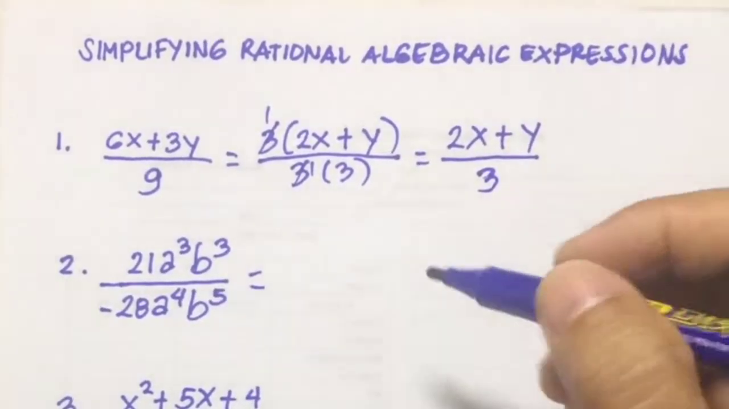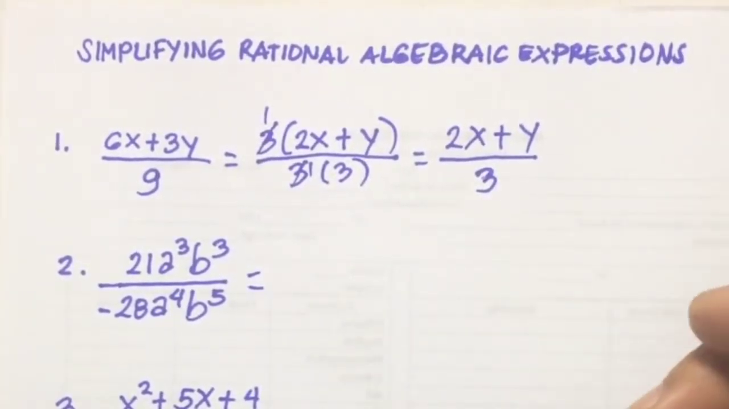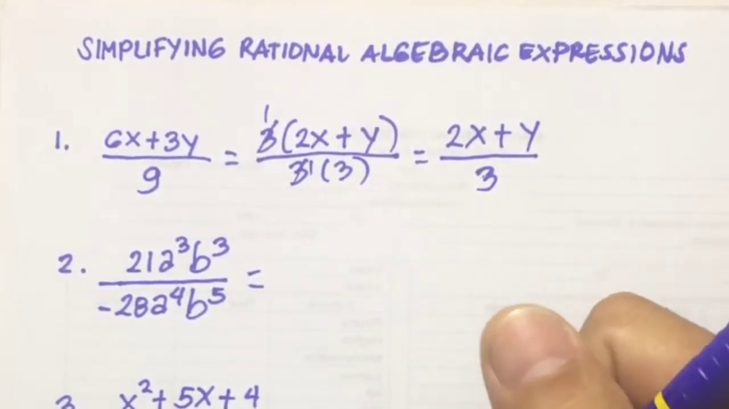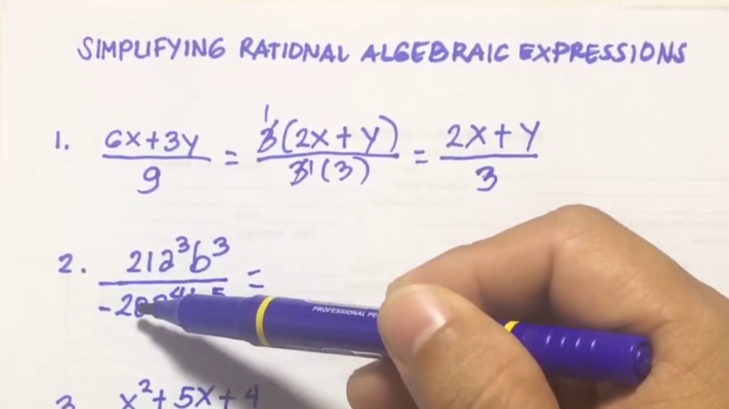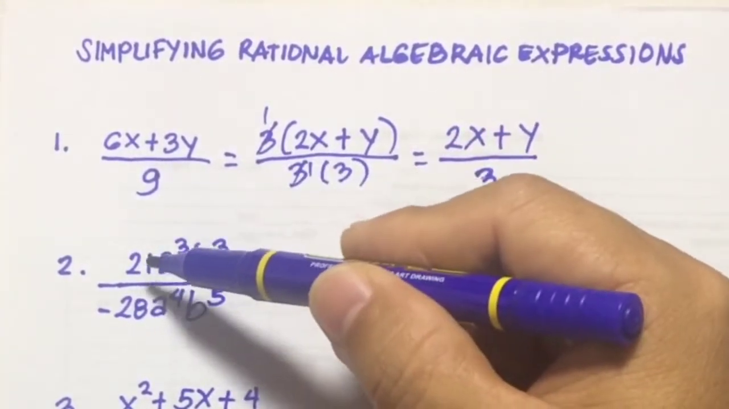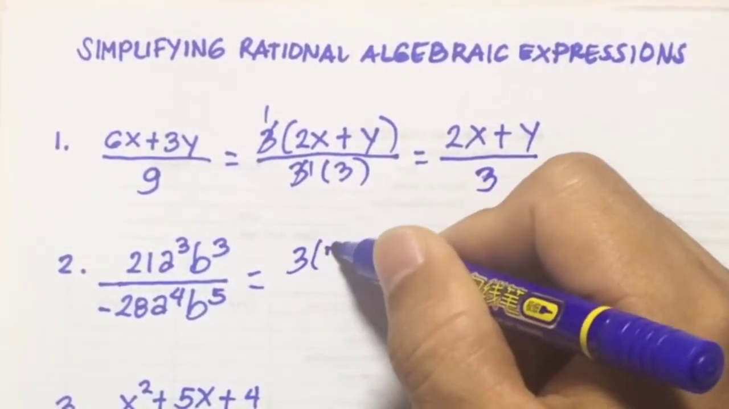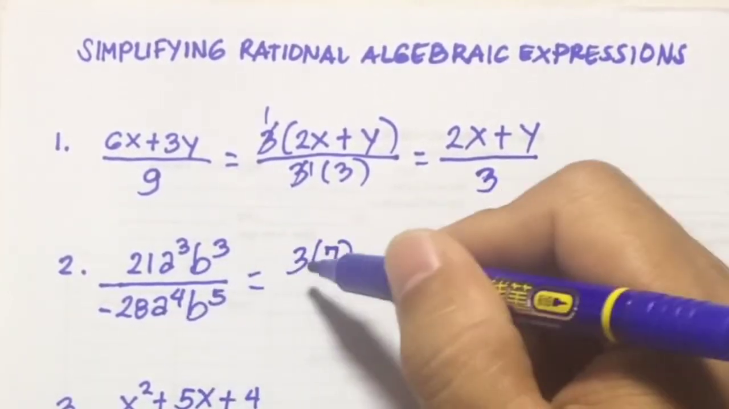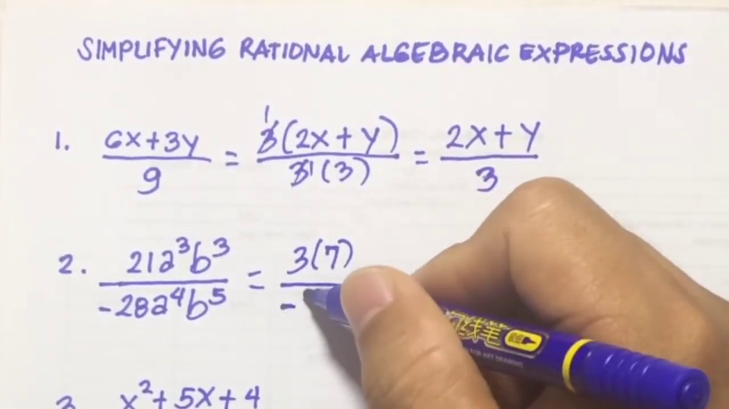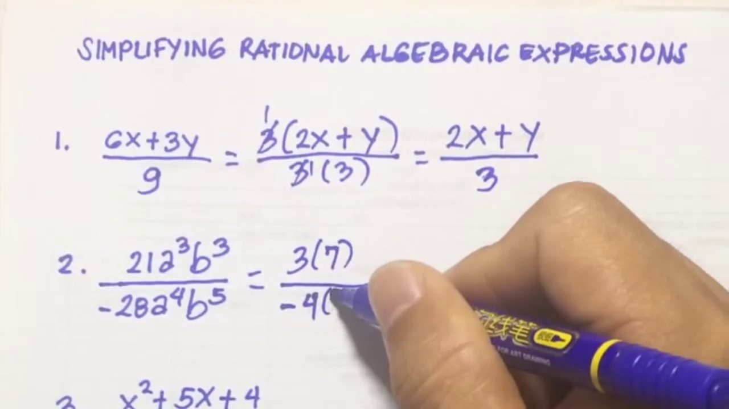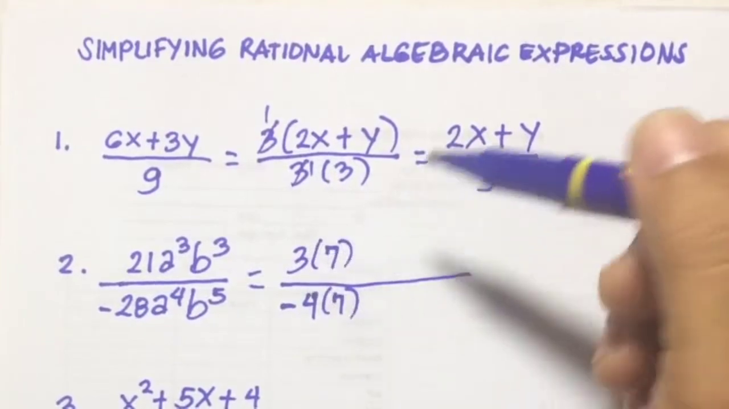Number 2, 21a cubed b cubed divided by negative 28a to the power of 4 b to the power of 5. So in here, 21 and negative 28 are divisible by 7. We can factor 21 in terms of 7. So we can have 21 as 3 times 7. And you can have 28 as negative 4 times 7. So our purpose here is we're going to eliminate a factor.